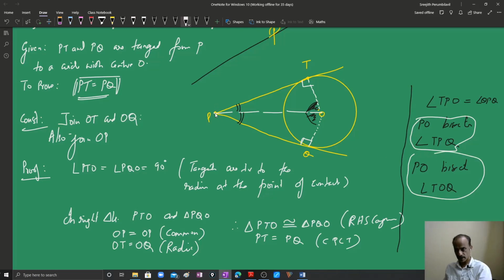That means the line joining the point from where the tangents are drawn to the center of the circle bisects the angle between the tangents, this one as well as this one. Similarly, these two angles are equal, these two angles are equal, because of CPCT. So we have discussed two things.